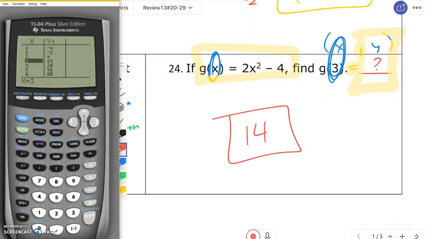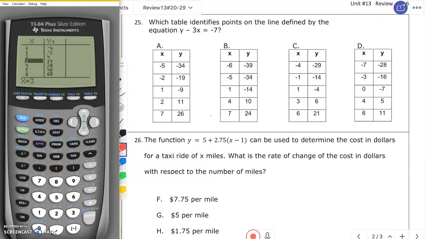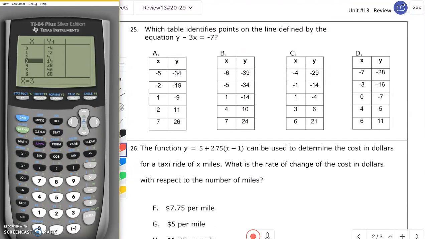With 25, we're looking at identifying this table. There are a few different ways of going about this, but I need to get this as y equals to be able to use my calculator to help me. Or I could plug in random x and y values and see if they equal the -7. So here, I'm going to add 3x on both sides to cancel that out. And that gives me the equation y equals 3x minus 7.